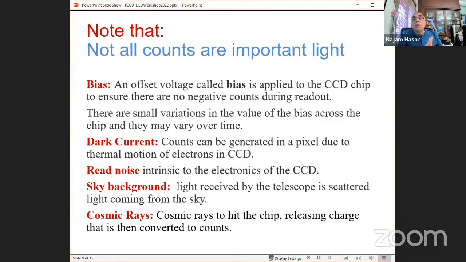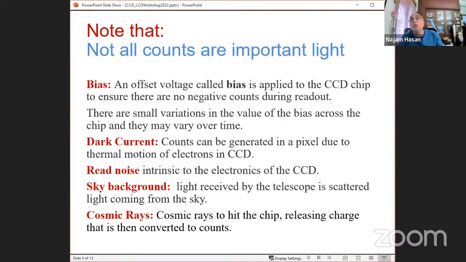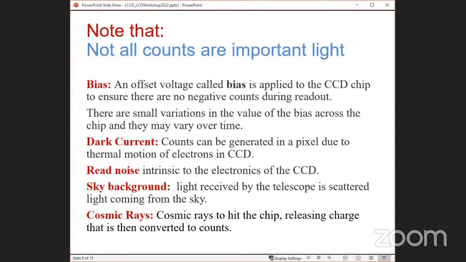So we have to note that not all the counts which get recorded in a raw image are important light. Bias is an offset voltage which is applied to the CCD chip to ensure that there are no negative counts during the readout. There is a small variation in the value of the bias across the chip, and it may vary over time also. The bias over the same chip over time could vary, and it is essential to make a record of this bias.